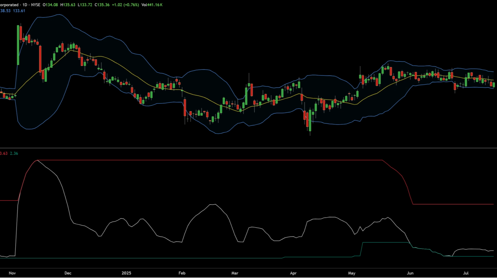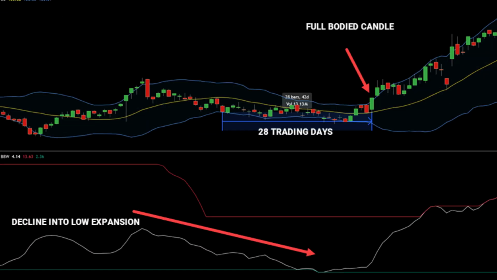Well, you just wait. Let the market tip its hand. The signal is a strong, full-body candle that closes outside the band after the squeeze has been going on for a while. A close above the upper band, that's our signal to go long. Below, it's our signal to go short.